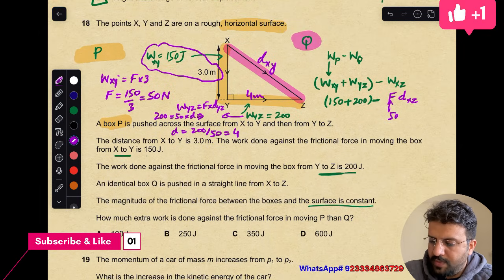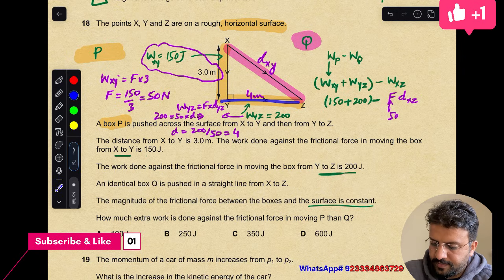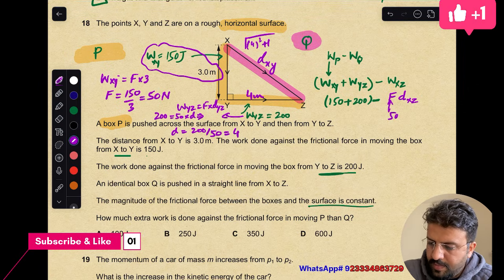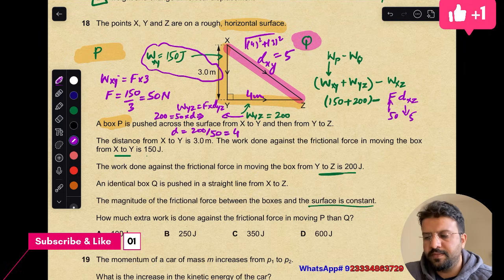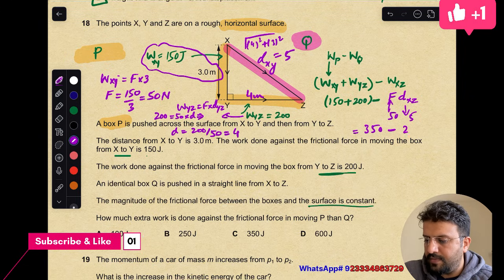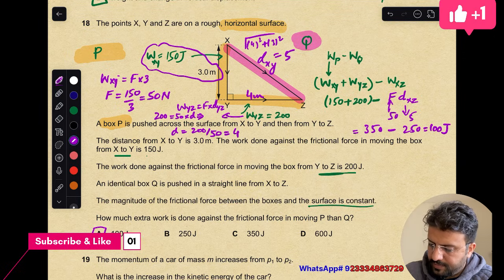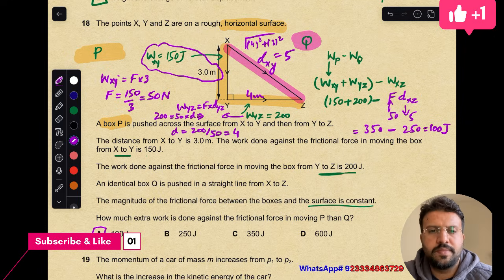Okay, if this is 4 meter, this is 4, this is 3, you can use the Pythagoras theorem, so this will be 4 square plus 3 square, that will give you 5. Okay, so this is 5. So when you do this, 150 plus 200 is 350, minus 5 times 50 is 250, that will give you 100 joules. Okay, so option A is correct.